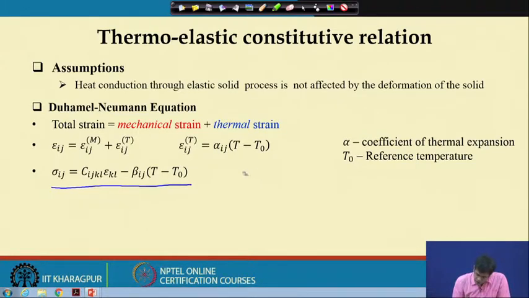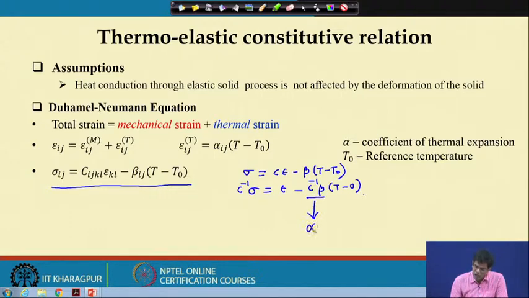Now, if I write this sigma in a matrix format, sigma is essentially C into epsilon, where C I am writing in Voigt notation, and this beta I can also write in a matrix form, the beta matrix times T minus T0. So, if I now write C inverse sigma, it is essentially epsilon minus C inverse beta times T minus T0. Now, this quantity I am calling the alpha matrix, the coefficient of thermal expansion of the solid. If I write this, this is my total strain and this is my thermal strain, and this equals the mechanical strain, which is this quantity.